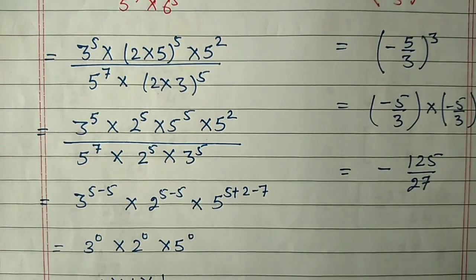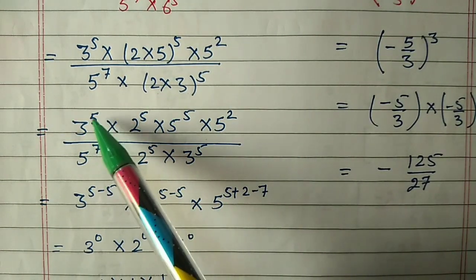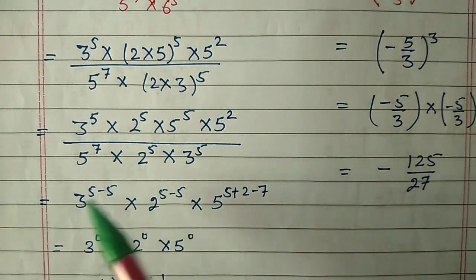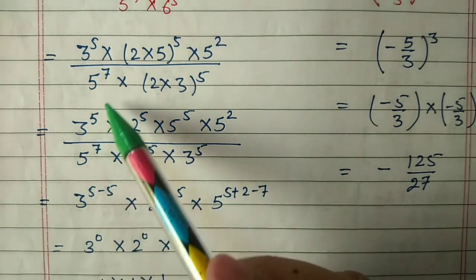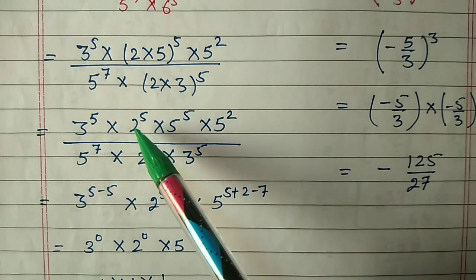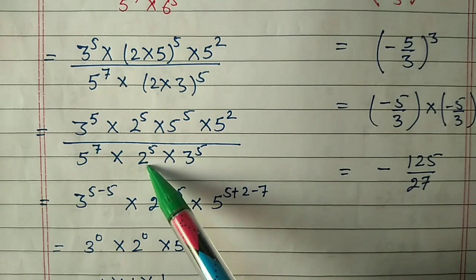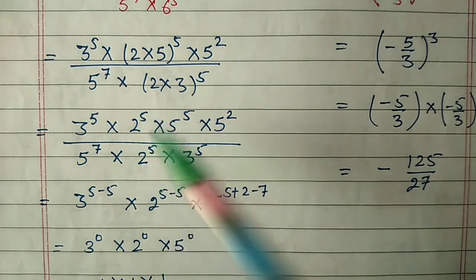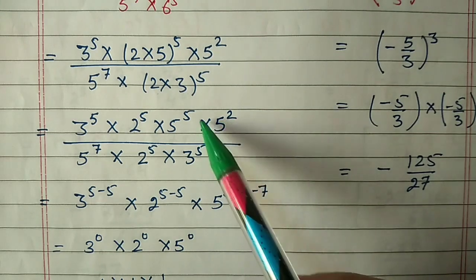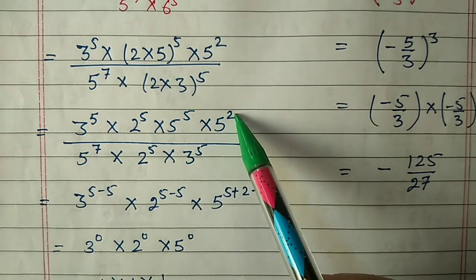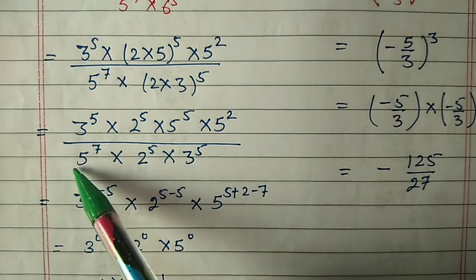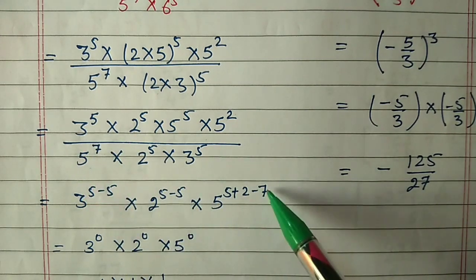So first 3, here you have 3 to the power 5, 3 to the power 5. Division means power we have to subtract, 5 minus 5, or you can cancel directly also, no problem. Then 2 to the power 5 divided by 2 to the power 5, this one also will cancel out. 5 to the power 5, here multiplication means these two powers you have to add, and this 7 is in division, 5 to the power 7 in division, this you have to subtract.